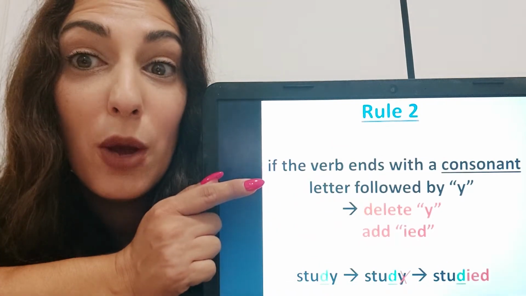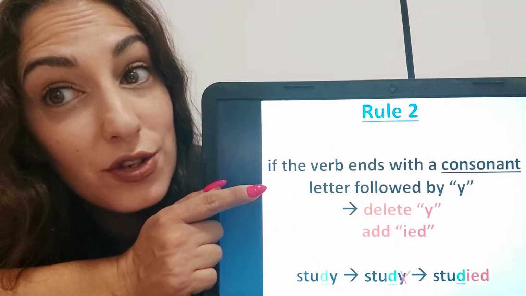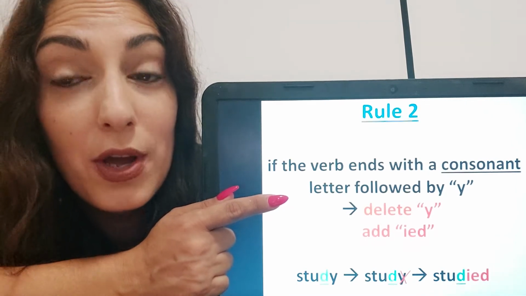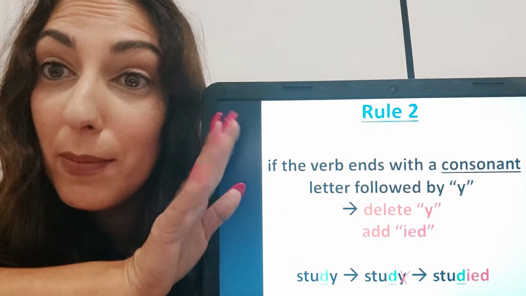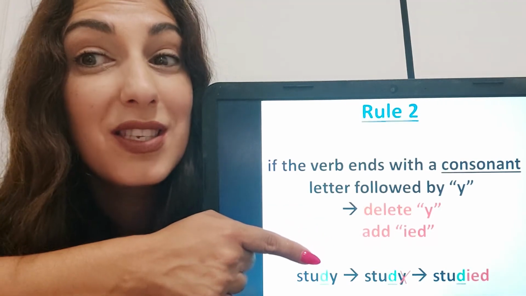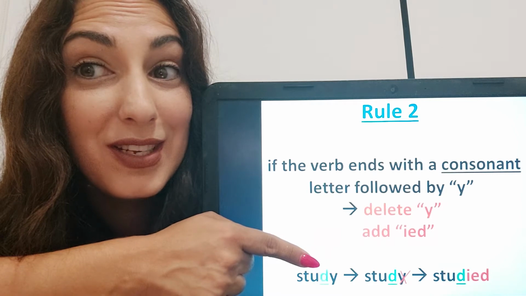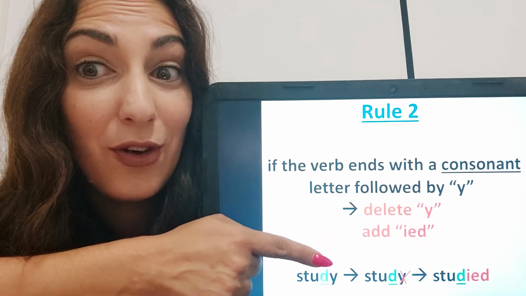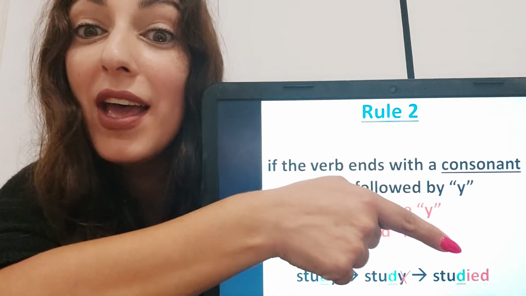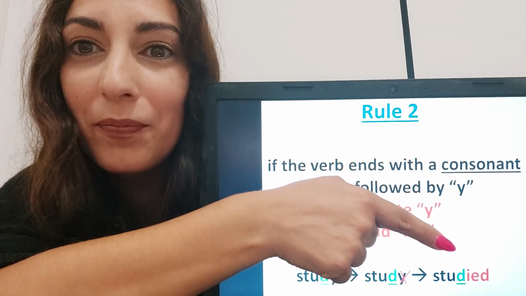Now, if the verb ends with a consonant letter and then a Y immediately after, right at the end of the verb, we delete the Y, so we say bye-bye Y, and add I-E-D. So look at the word study. Look, it ends with D, which is a consonant letter, and it's followed by a Y. So what do I do? I delete the Y, and then I add I-E-D.